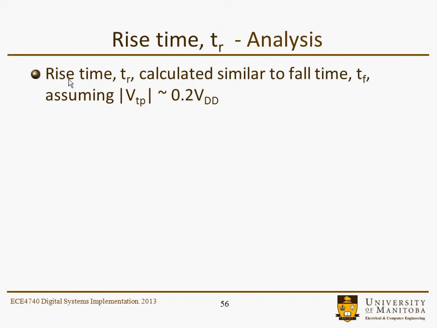Rise time calculation then is similar to the fall time calculation. We'd calculate TF1 and TF2, do the little bit of arithmetic, and make an assumption for VTP, the threshold voltage, being perhaps 0.2 times VDD, and we come up with a very similar approximation that we saw for the fall time. So the rise time is going to be 4CL over beta P times VDD.